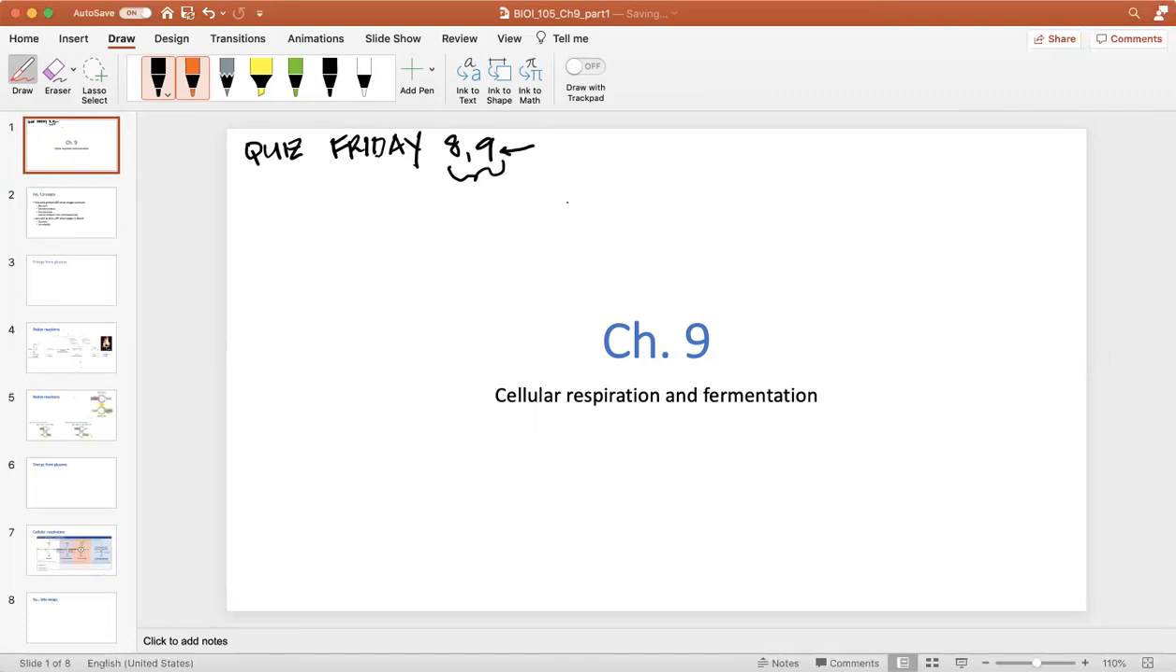All right, so in our last chapter, we talked about enzymes, and how enzymes catalyze chemical reactions. In this chapter, we're going to be focusing on one of the most important sets of chemical reactions that these enzymes can catalyze, and that is the set of reactions that use glucose as an energy source.